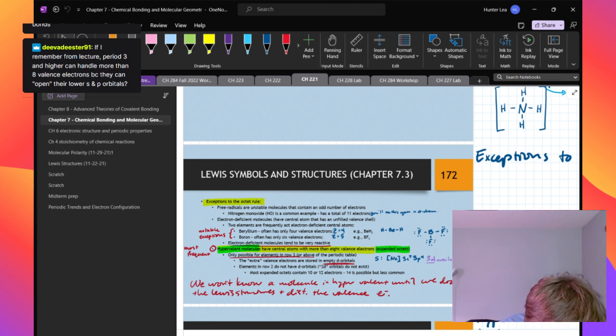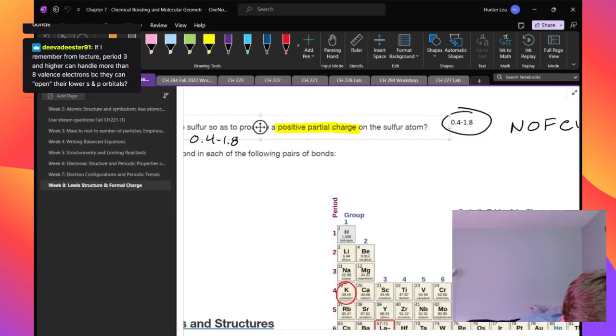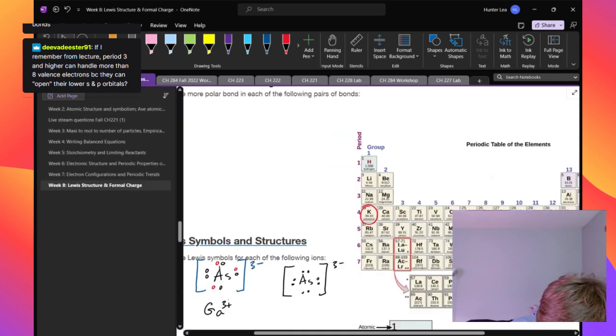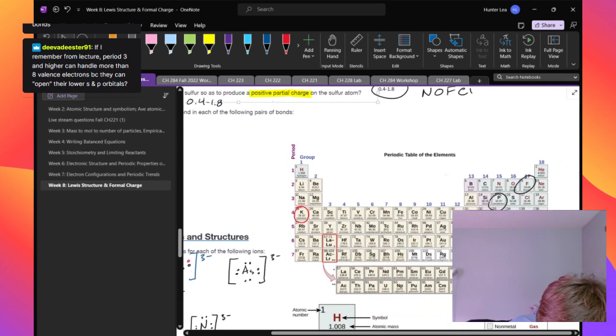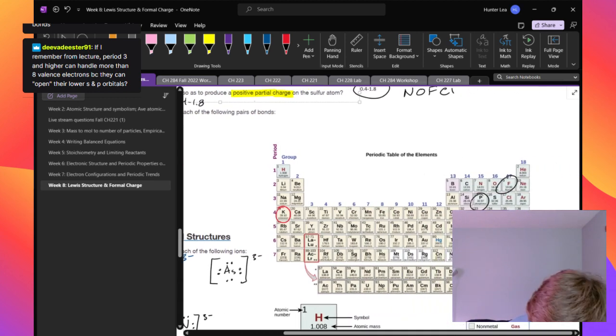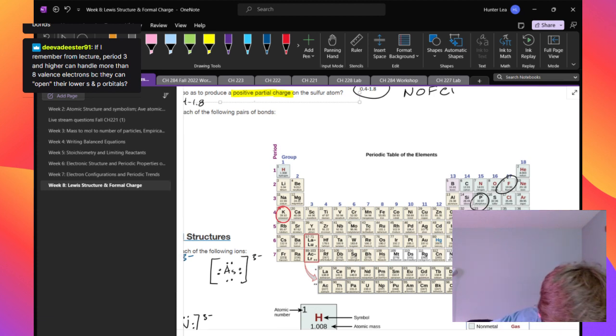Hypervalent molecules have central atoms with more than 8 valence electrons, or expanded octets. This is only possible for elements in row 3 or above of the periodic table. The extra valence electrons are stored in empty d orbitals. Row 3. Period 3.